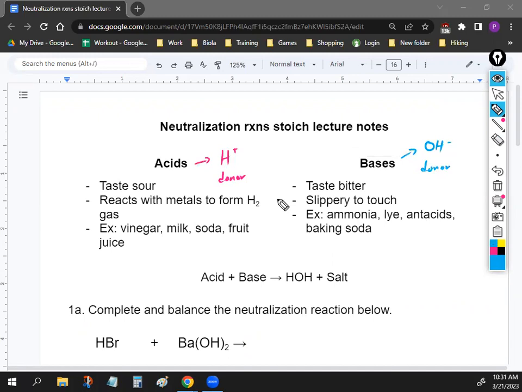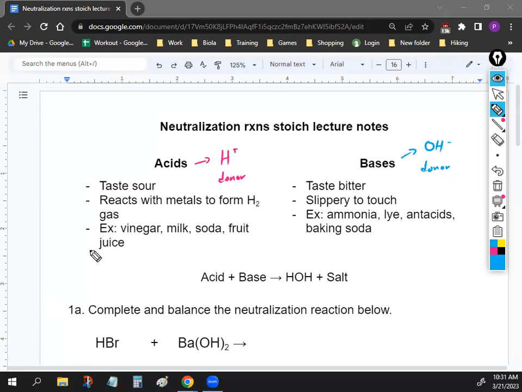Acids, a lot of them are in fruits and things like that, so they taste a little bit sour. Very strong acids, the stuff that we use in labs, can melt metal. They basically dissolve metal and create hydrogen gas. Some examples that you might know: vinegar, milk, soda, fruit juice, coffee. All that stuff is lightly acidic. It's not super strong acid, so if you pour vinegar on a metal, it's not going to dissolve it. It's not strong enough, but these are some weaker acids.